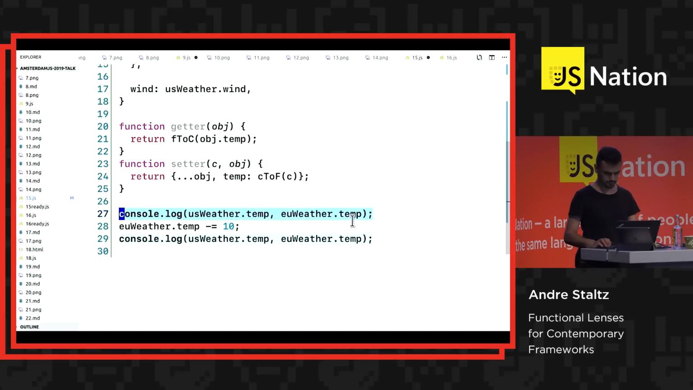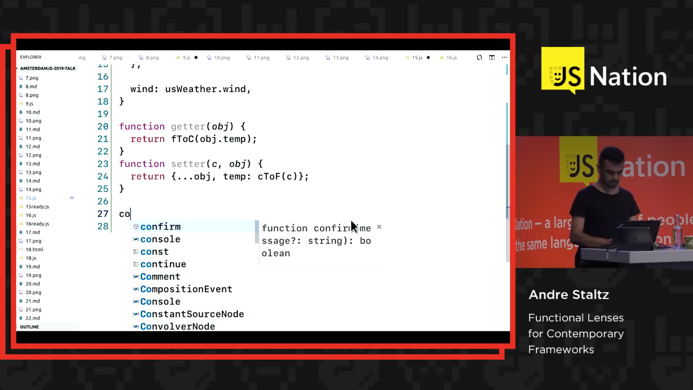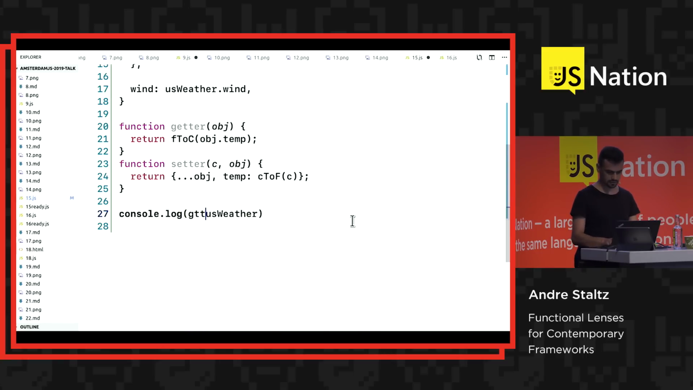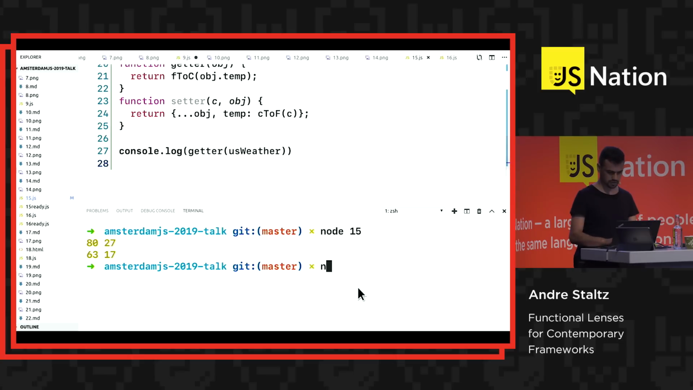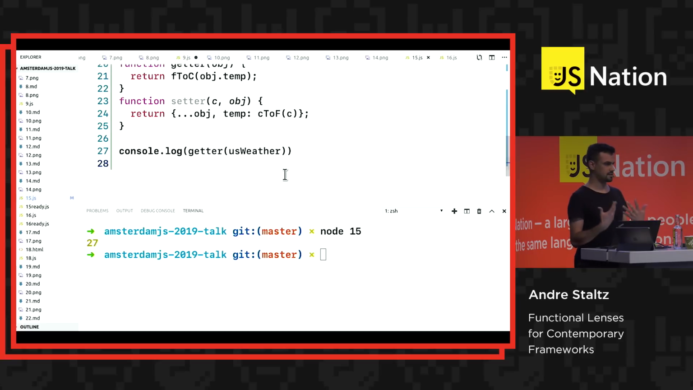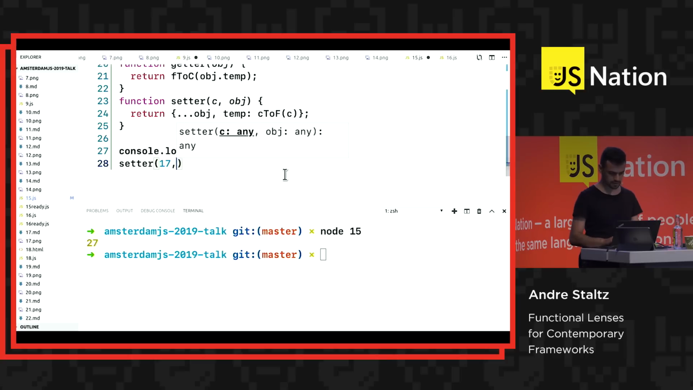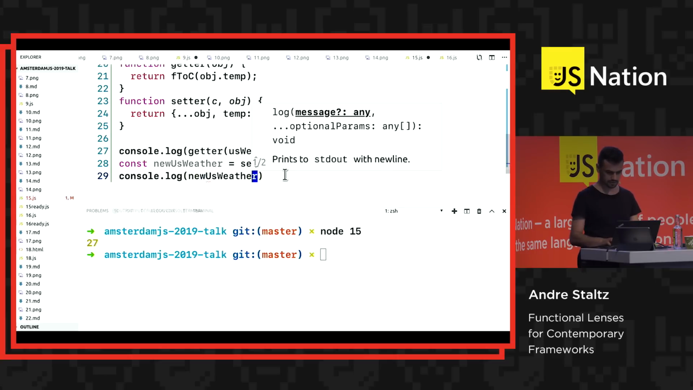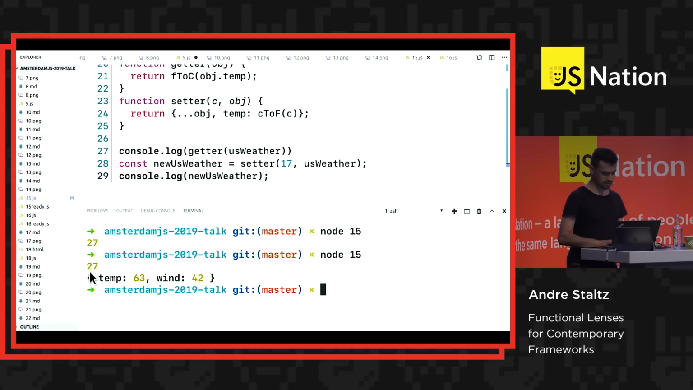So how would I use that? Let's just console log US weather, and you apply the getter on it. Of course, this is going to give you the Celsius, like this. So it says 27. And then I also want to set it. I want to make it 10 degrees colder. I apply the setter. I say 17 on the previous object, which is US weather. And that will return the new US weather. And then I can console log that, and let's see what that does. It says 63 and wind.